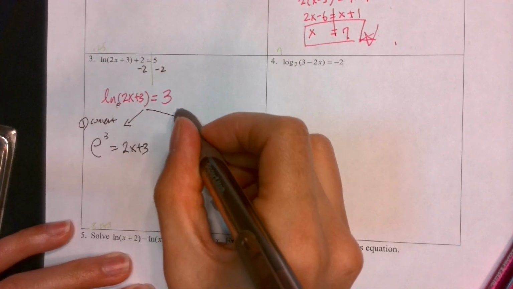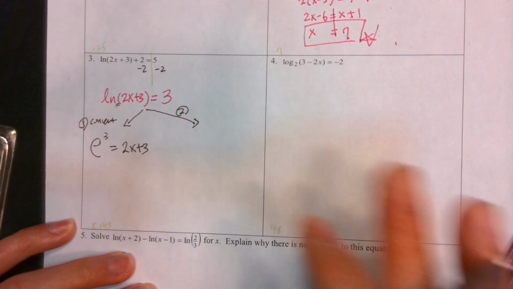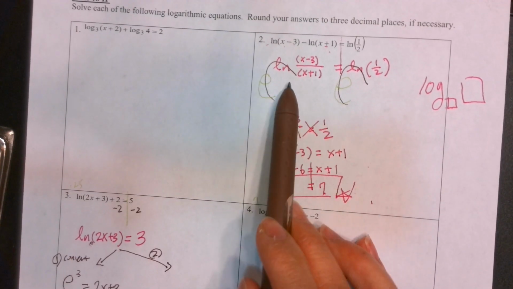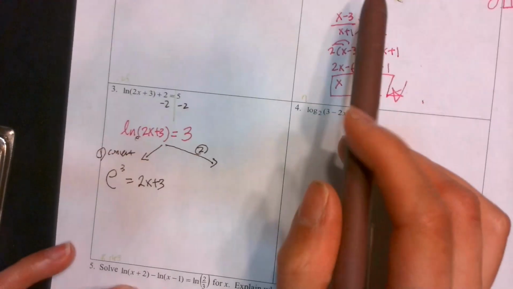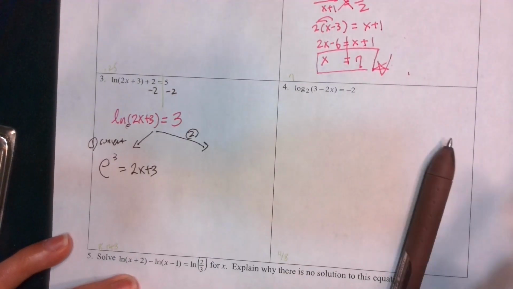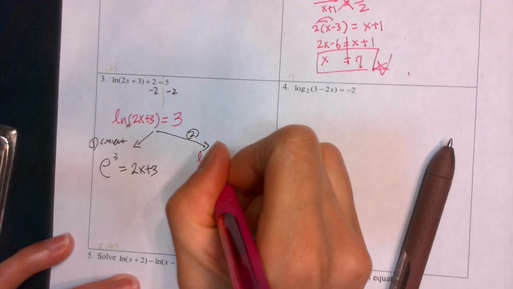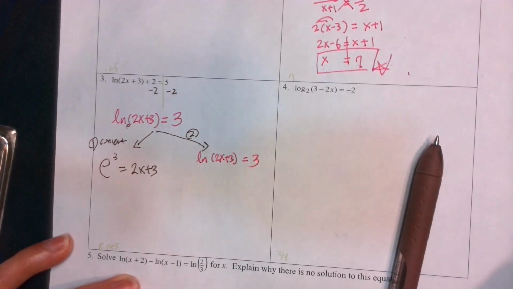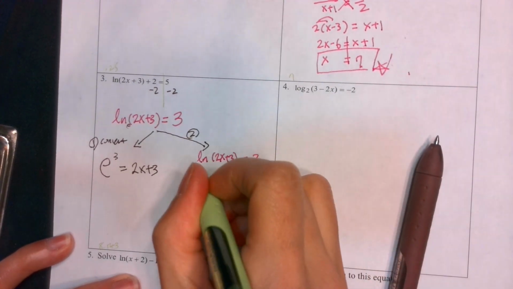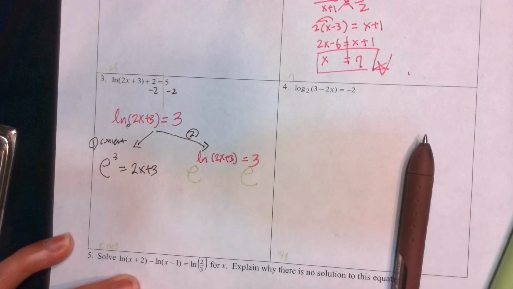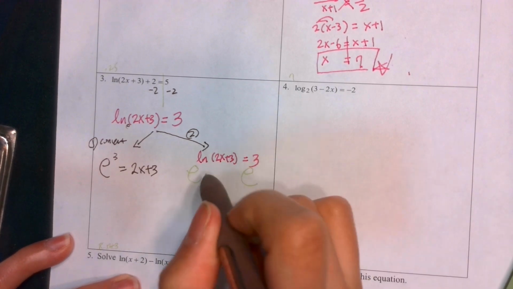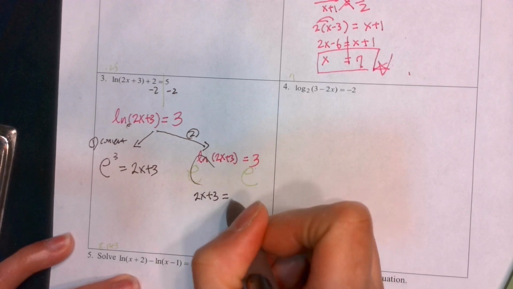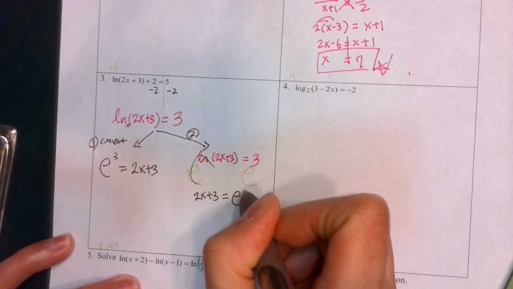Or, if you are someone who likes to do every problem the same way, remember how we did number 2? We exponentiate with whatever that base was. Same thing. I can exponentiate. So let me write down what I have. This is what I have above. I can exponentiate with the base e on both sides and see what happens. I'm left with 2x plus 3 is equal to e to the third power.